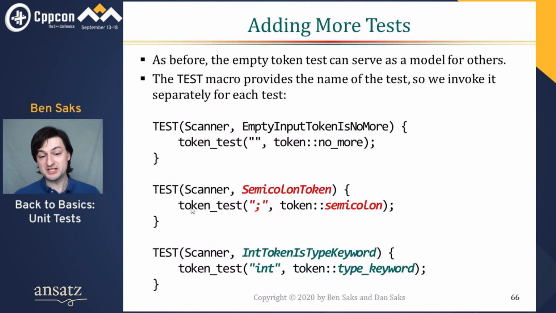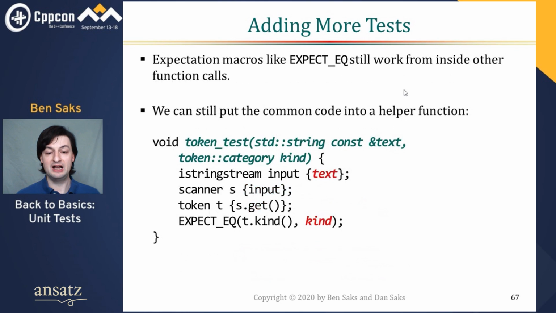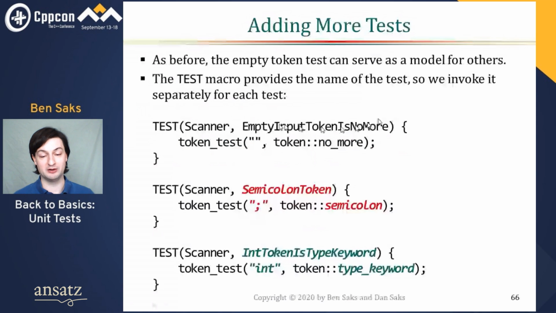And again, this one test we can expand, using it as a model for others, turn that into a whole bunch of tests. So we would call the TEST macro separately for each individual test, because that's what assigns a name to the test. But the expectation macros, things like EXPECT_EQ, and then there are others like EXPECT_NE for not equals, EXPECT_LT for less than, so forth and so on, those work from inside other function calls. They don't have to be directly within the curly braces after a test macro.